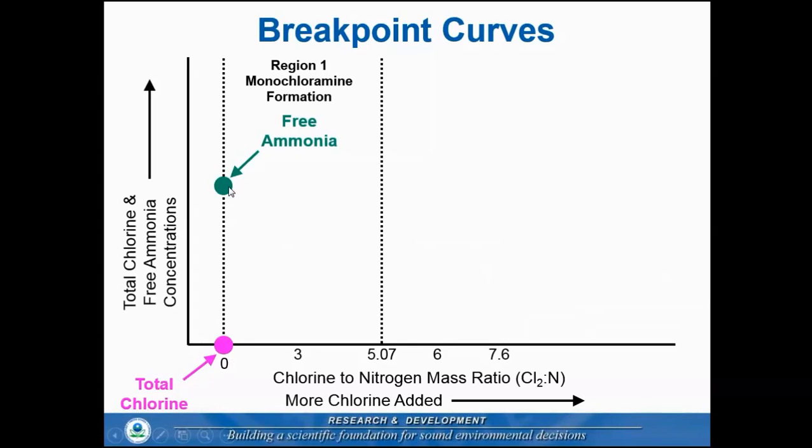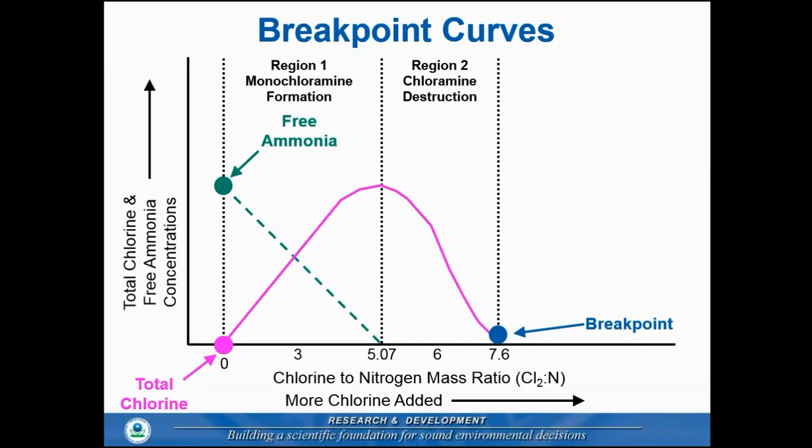So we start out with some free ammonia, no chlorine added. And if we keep adding free chlorine to the water up until about a 5-to-1 ratio, what we end up doing is combining the free ammonia into total chlorine. And this will happen up to the stoichiometric ratio, about how much free chlorine you need to add to combine it all into chloramine. Then if you keep adding free chlorine, you're going to start to destroy your chloramine residual, up until the breakpoint, where you've essentially oxidized all the nitrogen out. And then if you keep adding chlorine, you'll have a free chlorine residual.